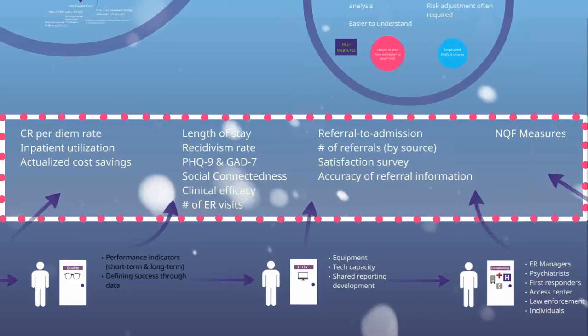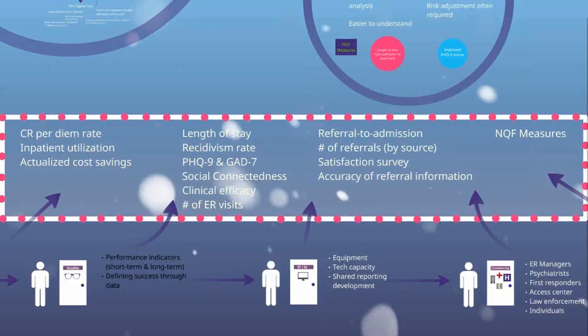Length of stay is another data point, and we kind of talked about these in a different window. Recidivism rate: how quickly do people return either to the crisis home or to the psychiatric hospital? 7 days, 30 days, those types of things. We talked about the measures for self-report.